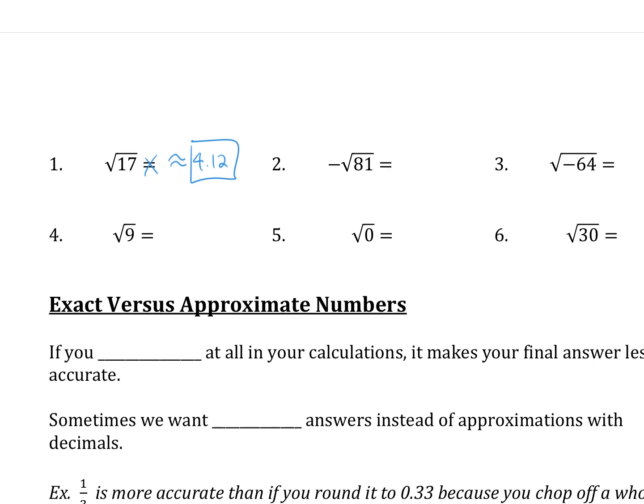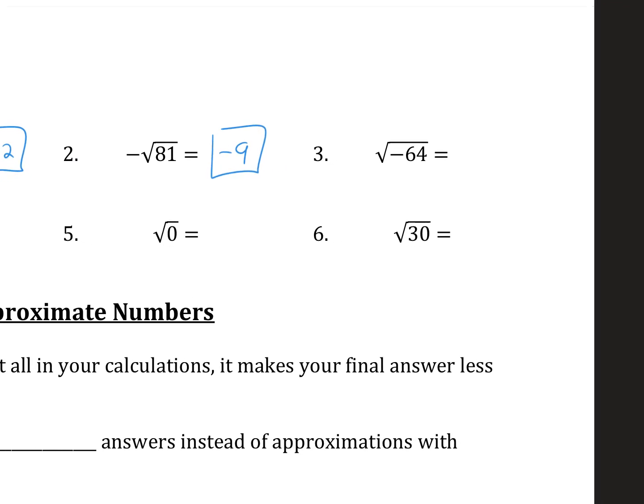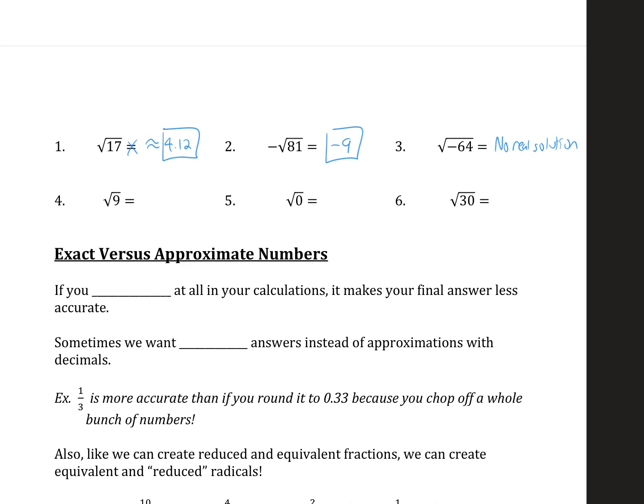How about number 2? Negative square root of 81. Is the negative in an appropriate spot? It is. Square root of 81 is going to be 9, and the negative is outside, which is fine, so we get negative 9. How about number 3? Square root of negative 64. This one's going to be no real solution because we can't have a negative under a radical. How about square root of 9? That's a perfect square, so it's going to equal just 3.